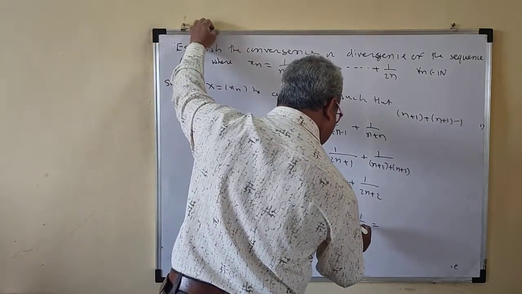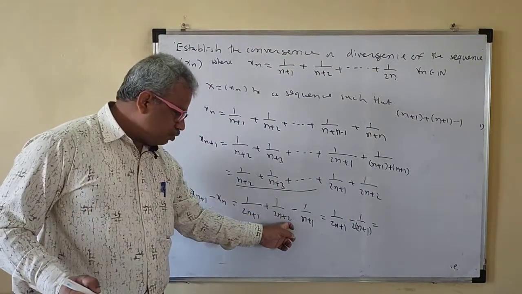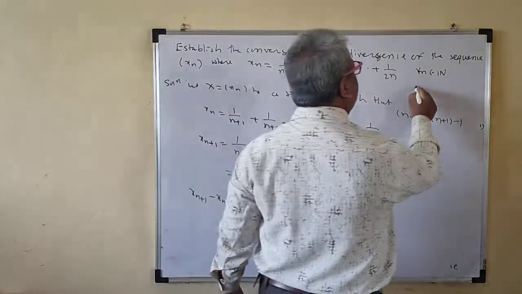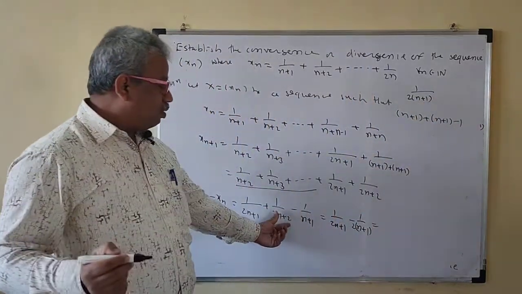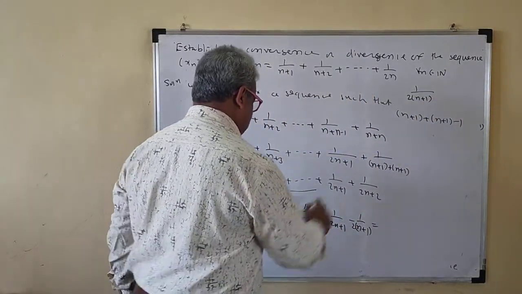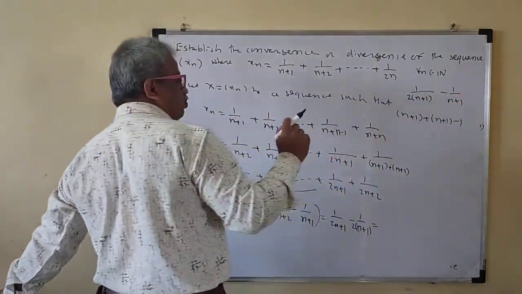This 2 is also there. This is 2 into n plus 1. So see here, 1 upon, I will take n plus 1. Now here 2 is common. First I will do this one. So see what happened: this is minus 1 upon n plus 1, minus 1 upon n plus 1.